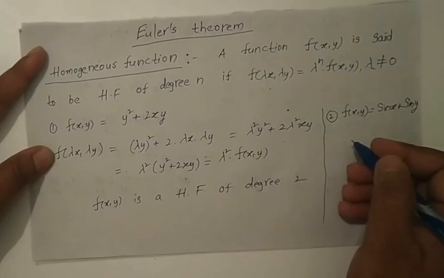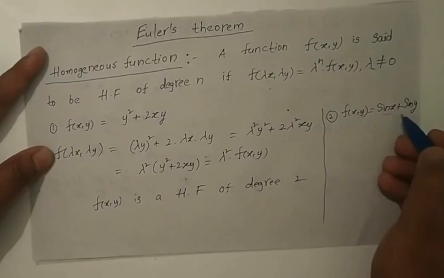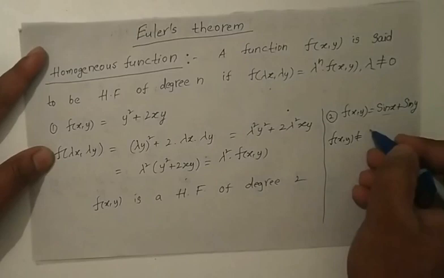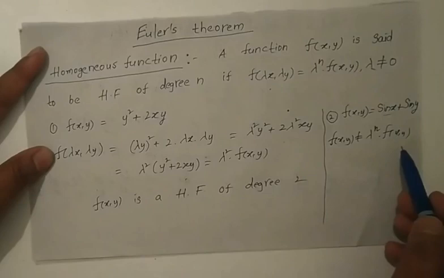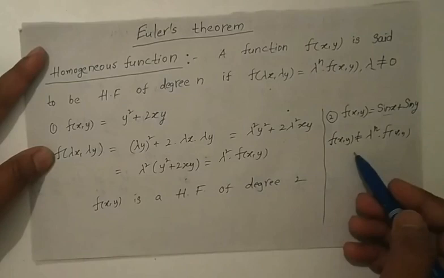You observe here, students. Can we take lambda out from this expression? Can we write this expression in the form of lambda power n into f of x comma y? No. This expression we cannot write in the form of lambda power n into f of x comma y. So f of lambda x comma lambda y is not equal to lambda power n into f of x comma y. So what do we say? We say that this function is not a homogeneous function.